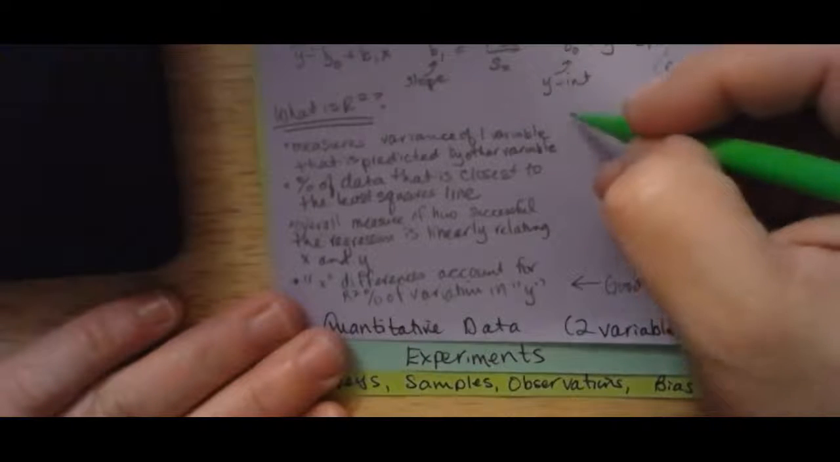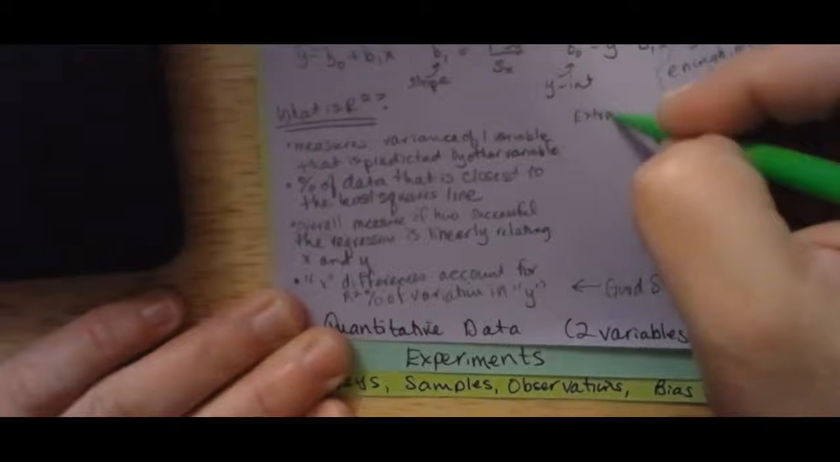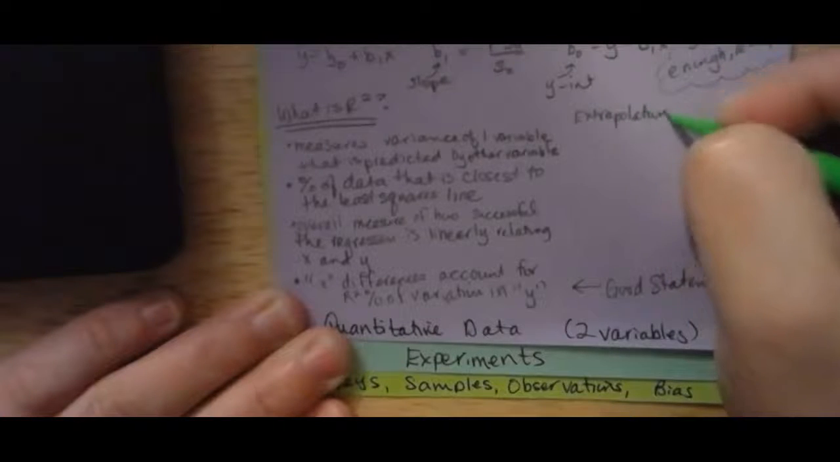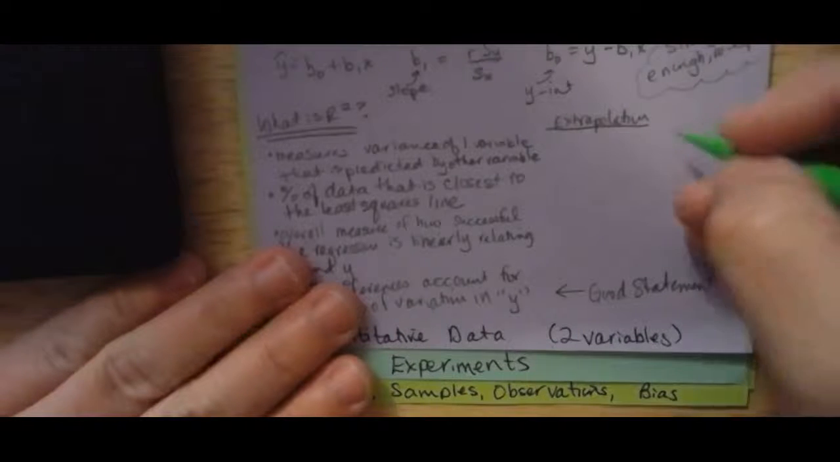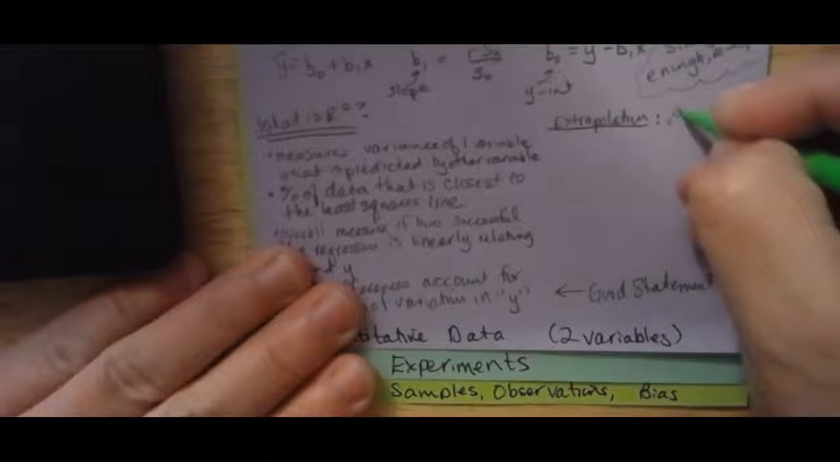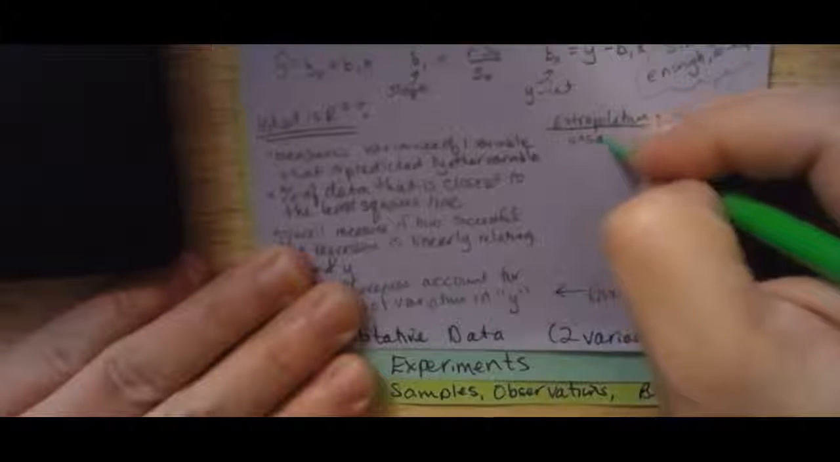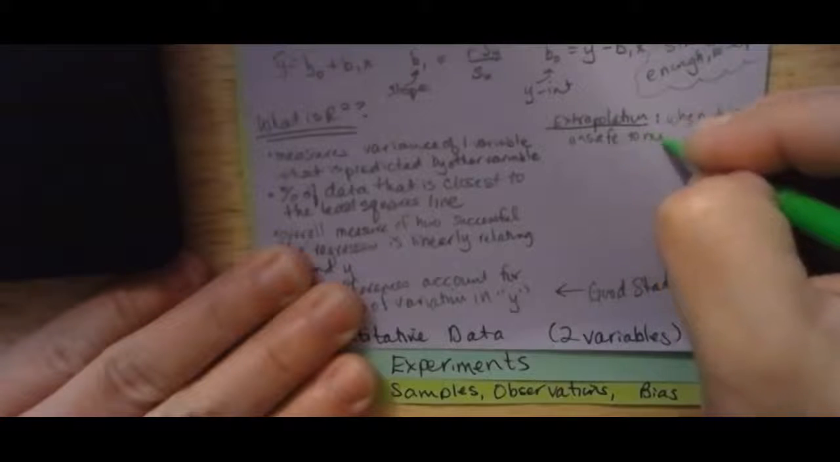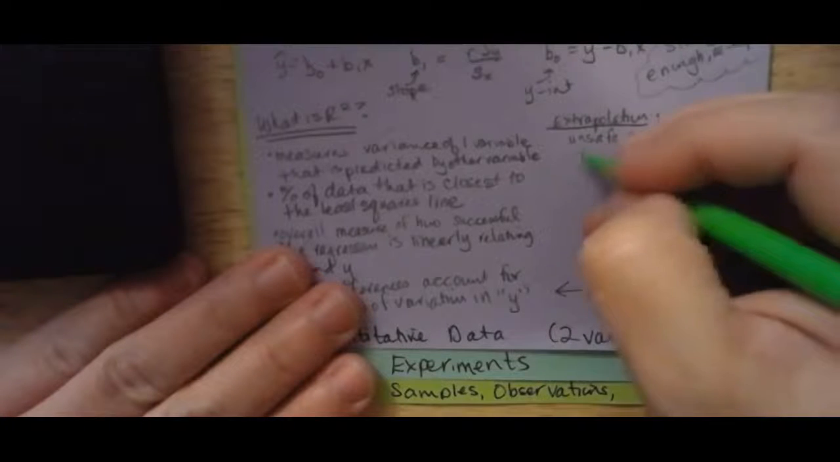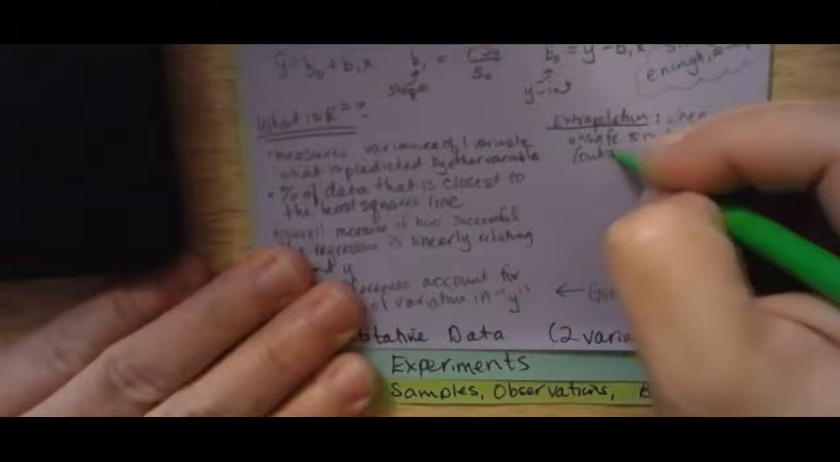Okay. There are three other definitions we're going to try and squeeze in over here. We have an extrapolation. And remember, an extrapolation is when it is unsafe to make predictions. Okay. This is when it's outside of given X range.